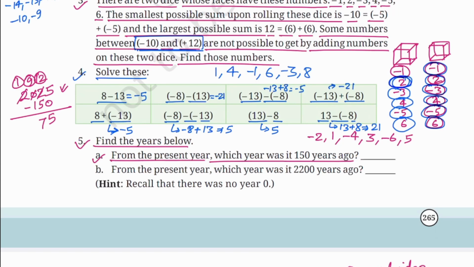12 minus 5 is equal to 7. 9 minus 1 is equal to 8. And 1 minus 0 is equal to 1. 1875 CE.